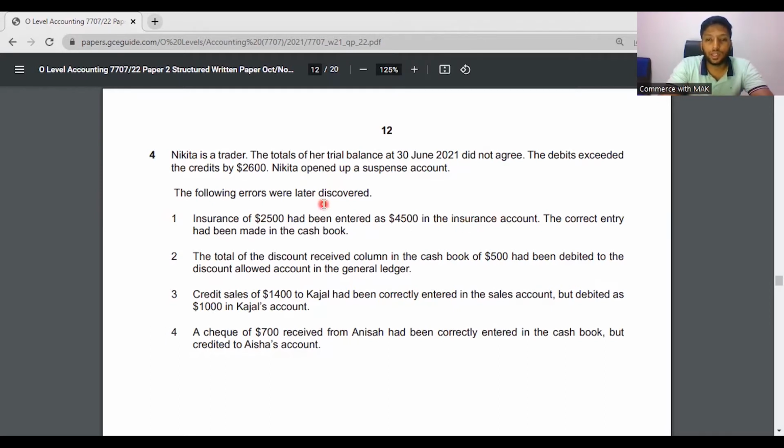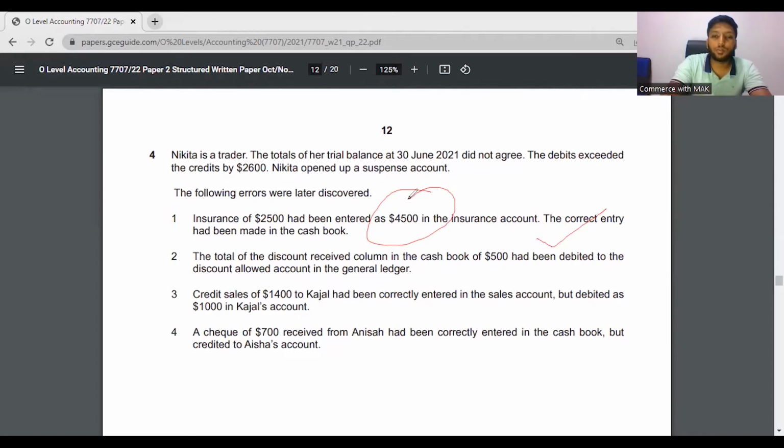The following errors were later discovered. Insurance of 2,500 had been entered as 4,500 in the insurance account. The correct entry had been made in the cash book. Now, how do we find out whether it is related to the suspense account or to a normal ledger account transaction? They said there's a mistake under the insurance account, but the correct entry had been made in the cash book. So if one entry is correct and the other entry is wrong, so only one entry is adjusted here, then the other opposite entry should be the suspense account. That's how we find out a suspense account is involved in a trial balance question.